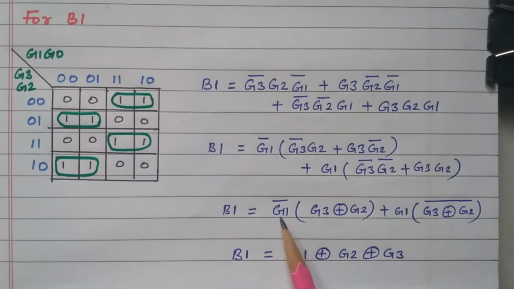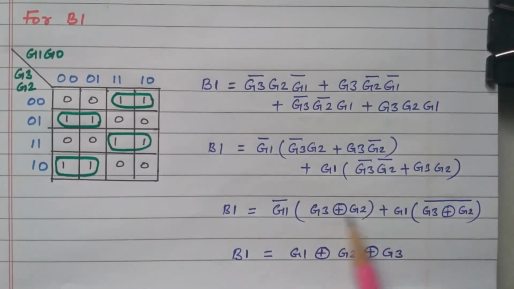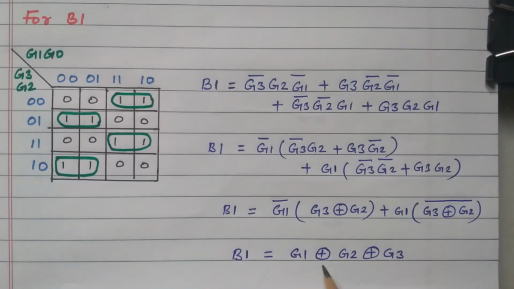So again take this as A, this as A bar, this as B, B bar. So that A bar B plus A B bar is nothing but again an exclusive OR gate, G1, G2, G3. So finally we need only one XOR gate with 3 inputs G1, G2 and G3, so that we will get B1. In the previous B0, what did we have? The same XOR gate with 4 inputs G0, G1, G2 and G3. Here 3 inputs. Now we'll go to the next one, B2.